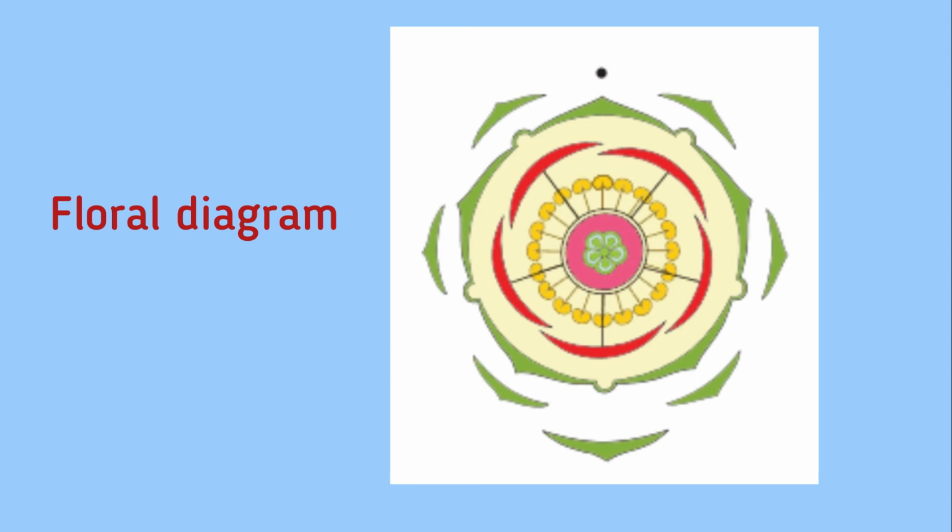Any bracts subtending the flower are inserted at the base of the diagram, while the inflorescence axis is shown as a circle at the top side of the diagram. Floral diagrams are usually presented in conjunction with the longitudinal section through the center of the flower.